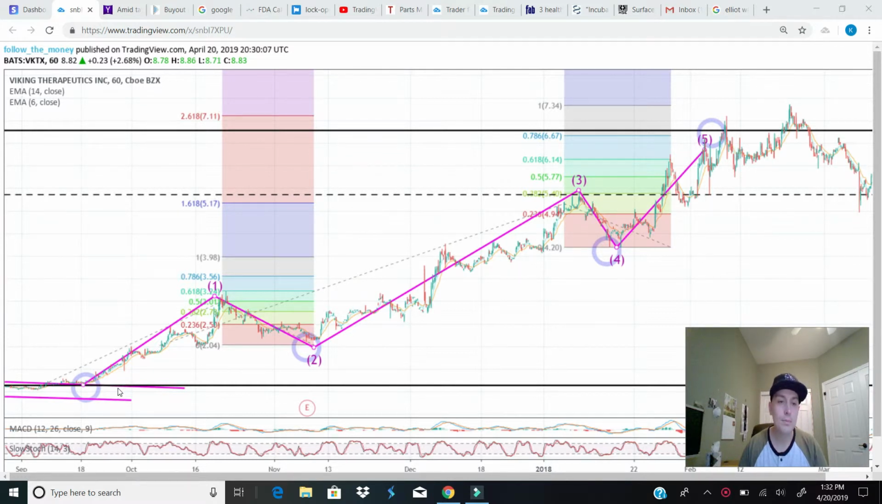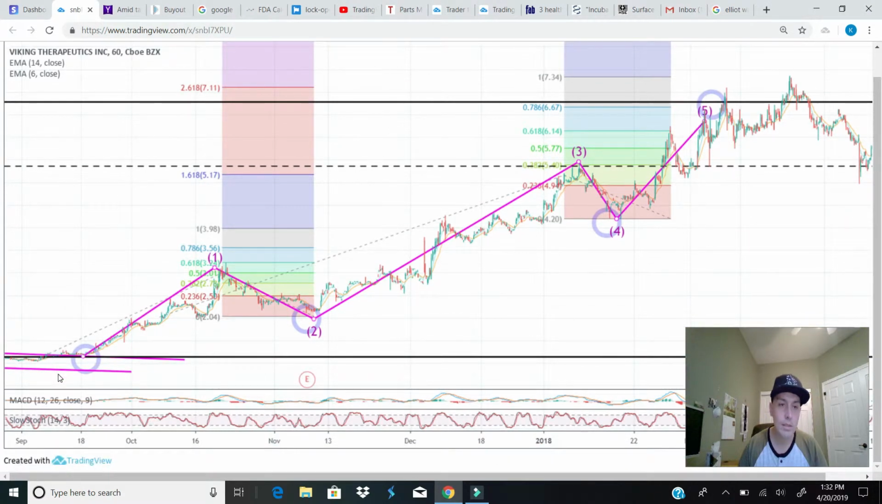So let's begin. As you see, my first leg, leg 1, starts at the beginning of a new uptrend. It actually breaks out in this downward wedge right here on the Viking Therapeutics chart. So about 98 cents, it pulls up to $3.24. That's our leg 1, from lows to highs.